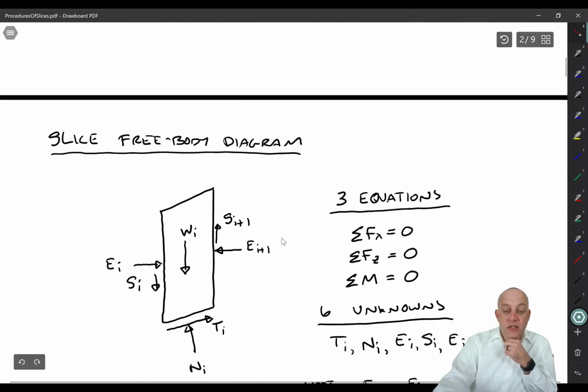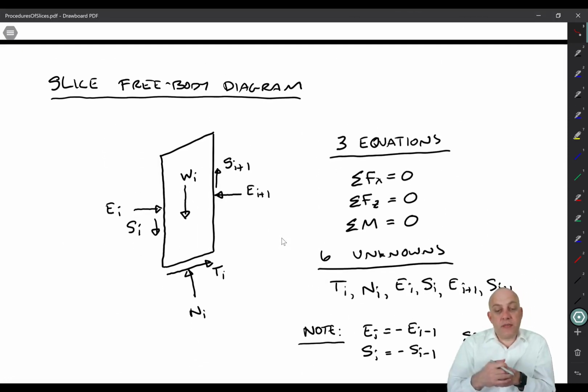All right, let's take a look at the free body diagram for a slice. It turns out that this problem is statically indeterminate, and I want to show that to you. What that means is that we have to make assumptions. We don't have enough equations, and we get our extra equations by making assumptions about how the slices interact with each other. So here's the free body diagram.